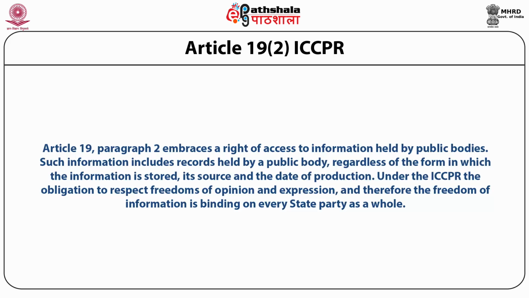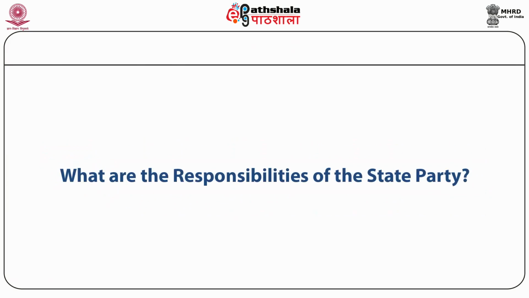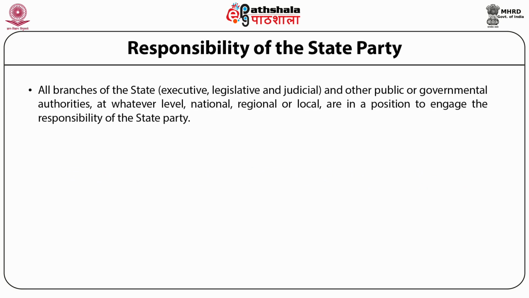Under the ICCPR, the obligation to respect freedom of opinion and expression, and therefore the freedom of information, is binding on every state party as a whole. It is a binding treaty obligation. Now, what are the responsibilities of the state parties, the signatories to the ICCPR? All branches of the state, that is the executive, the legislature, and the judiciary, and other public or governmental authorities at whatever level, national, regional, or local, engage the responsibility of the state party.